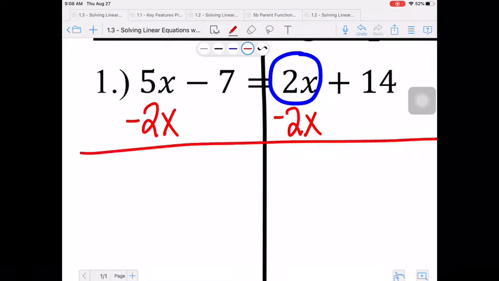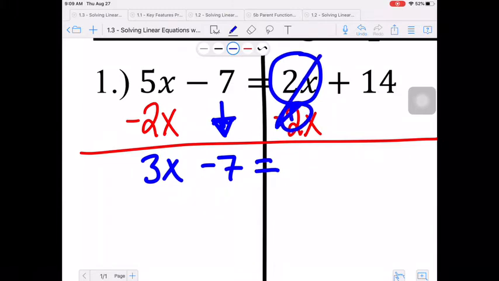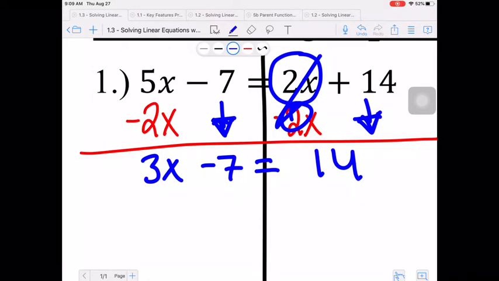All right? And then I'm just going to go ahead and do the math, left to right. 5x minus 2x is going to be 3x. I'm going to drop the -7 because I didn't touch it. Cool. Equals 2x minus 2x. We know that it equals 0. And I'm just going to drop the 14. All right? Cool. Now it looks much simpler. It looks like something we've done before, so you can go ahead and start solving.